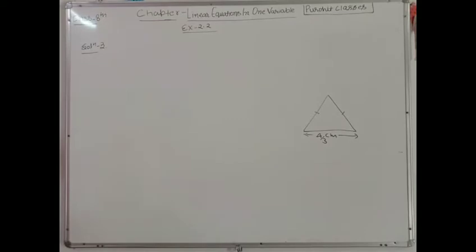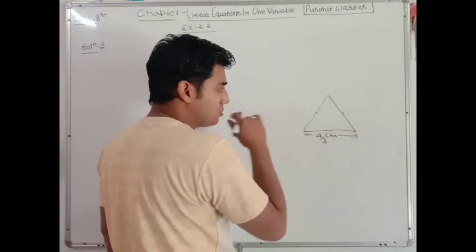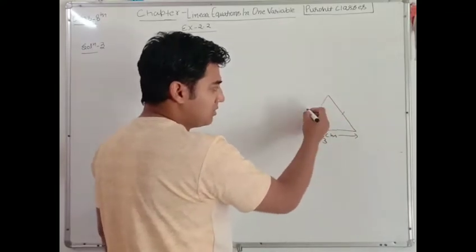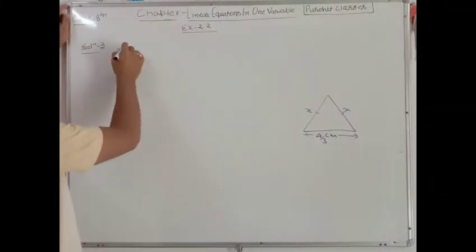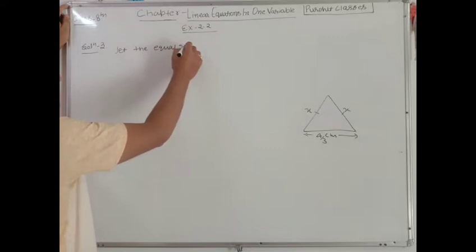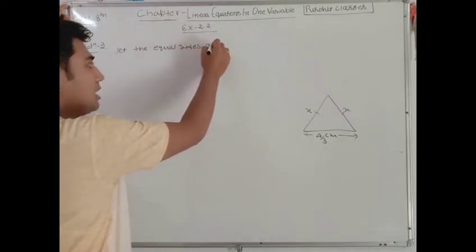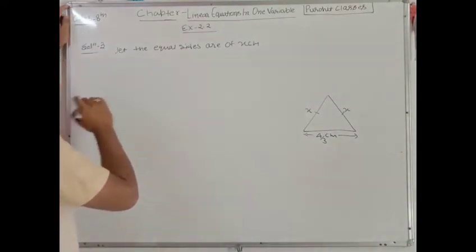The next information is the perimeter of the triangle is 4 whole 2 upon 15 centimeter, and what is the length of either of the remaining equal sides? Suppose we have to find out the length of these 2 sides, and as we know these 2 are equal, so if this will be x, then this will also be x. So let the equal sides be of x centimeter. Understood?